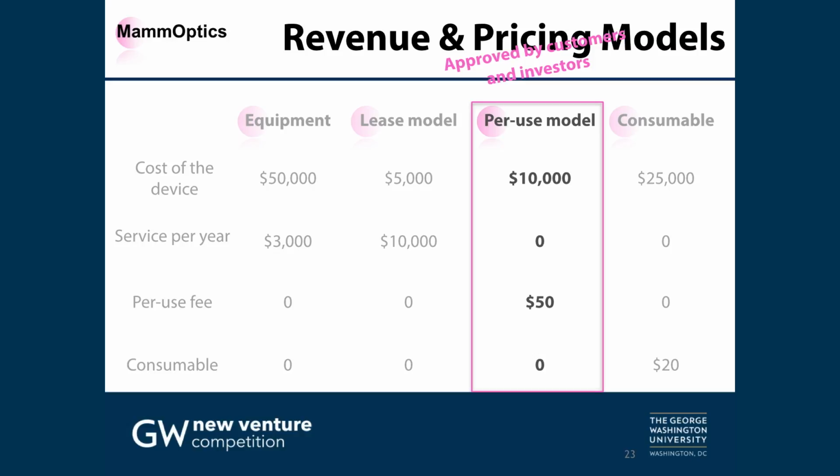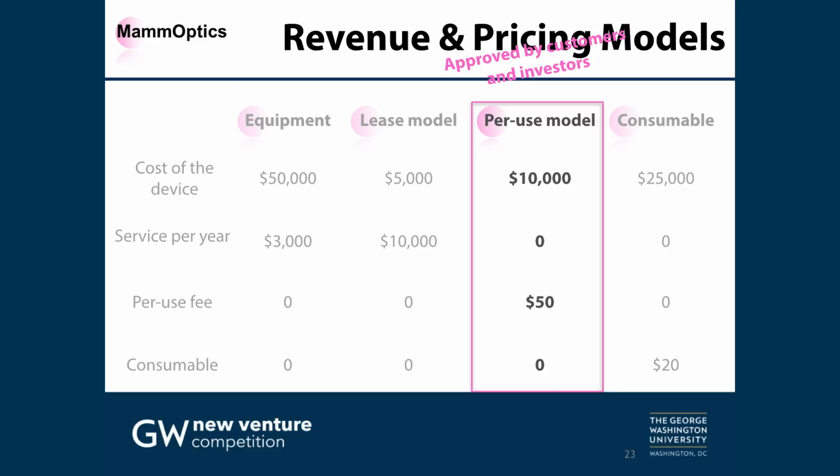They also didn't want to be locked into a lease, and so the prospect of buying it at a lower price was attractive to them. They also liked the idea of a per-use fee because they charged per use. So if they were paying MAM Optics $50 per use and charging the customers $100 per use, they had a low-risk way to keep their costs low and only incur costs when they also incurred revenue. So that's their approach to deciding their revenue and pricing model.